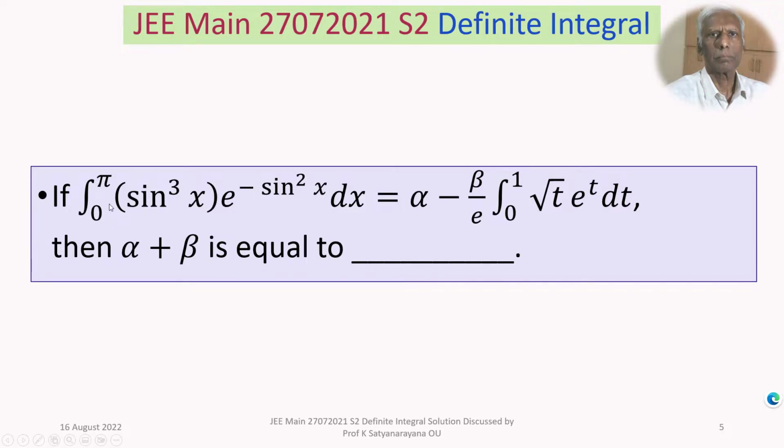So we are given a definite integral 0 to pi sine cube x into e power minus sine square x dx is equal to alpha minus beta by e into integral 0 to 1 root of t into e power t dt. So this is given to us. That means we have to evaluate this integral, put it in this form. Then alpha plus beta is what we have to find.